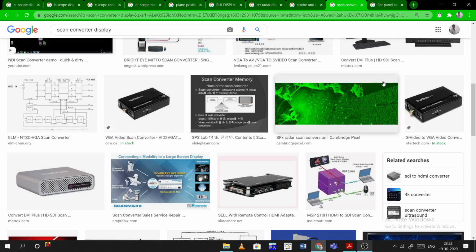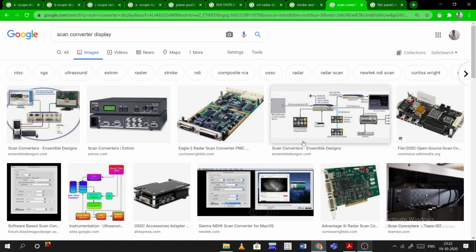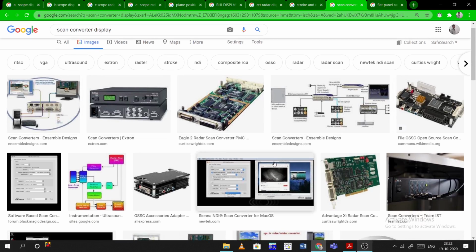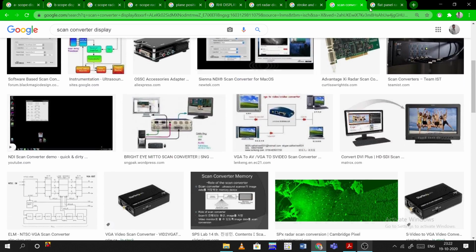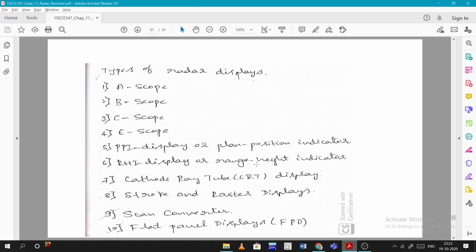Next, what is a scan converter? It converts what is being scanned into an image like this. Now flat panel is one more model of display. So these are the types. This is recording the radar receiver.